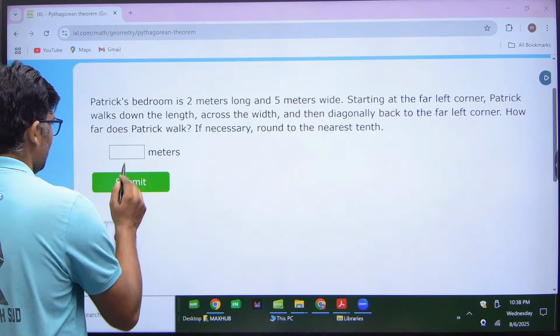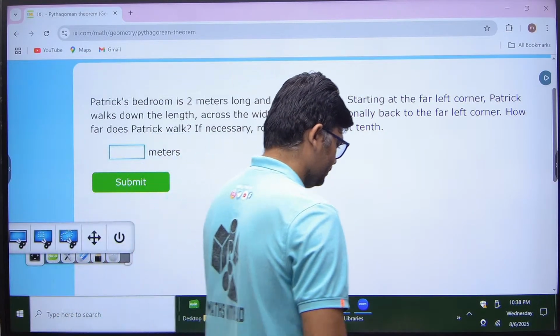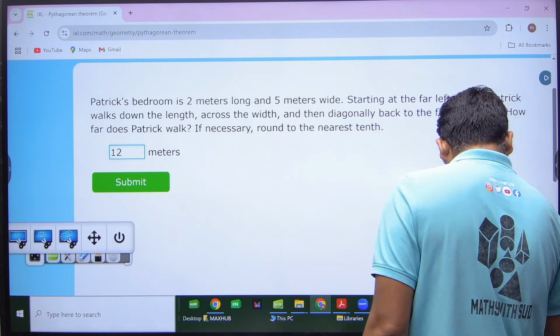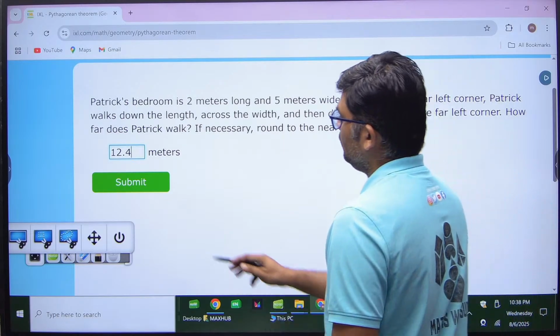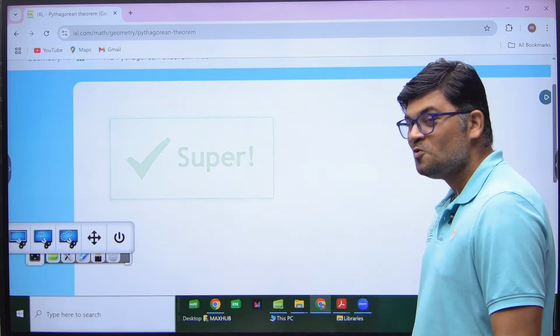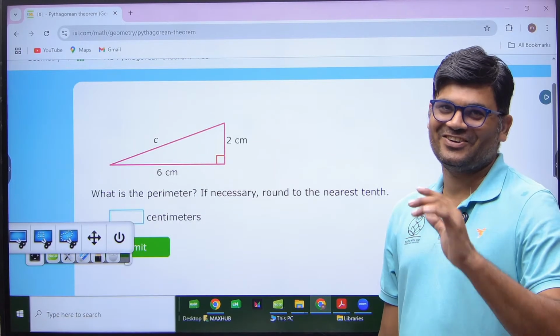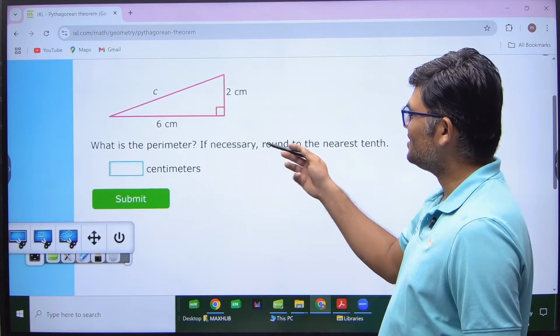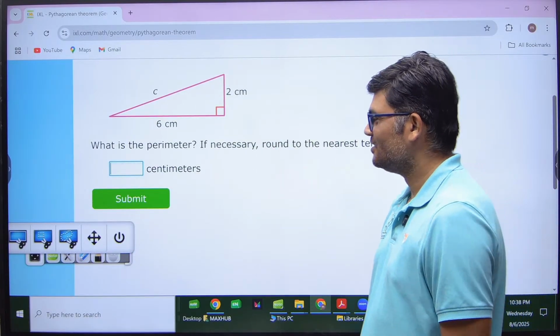Let us see if it is correct or not. 12.4. Super, very good, very good. Now let us see if you can do this question.